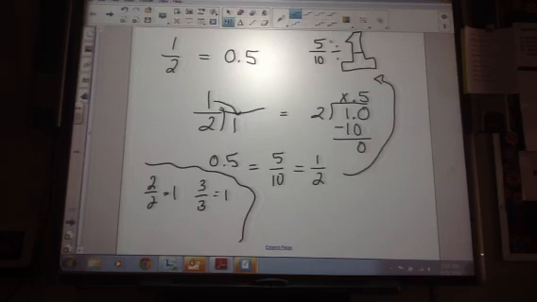So what will go into 5 and 10 evenly? Well, it's 5. So I'm going to divide both of these numbers by 5. 5 divided by 5 is 1. 10 divided by 5 is 2. And that's how we get our answer.